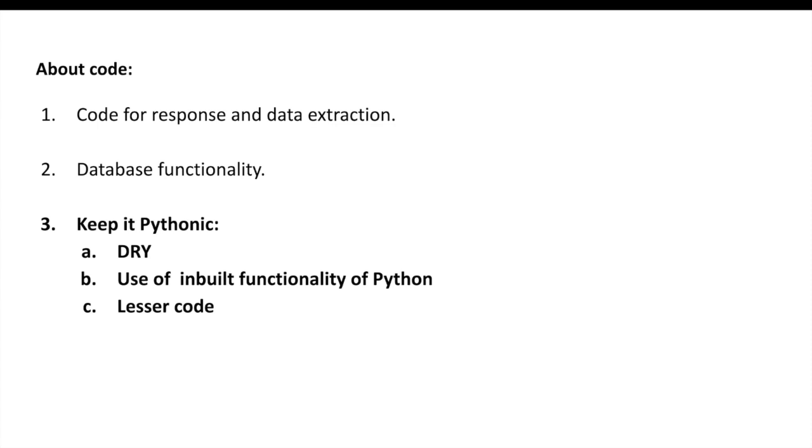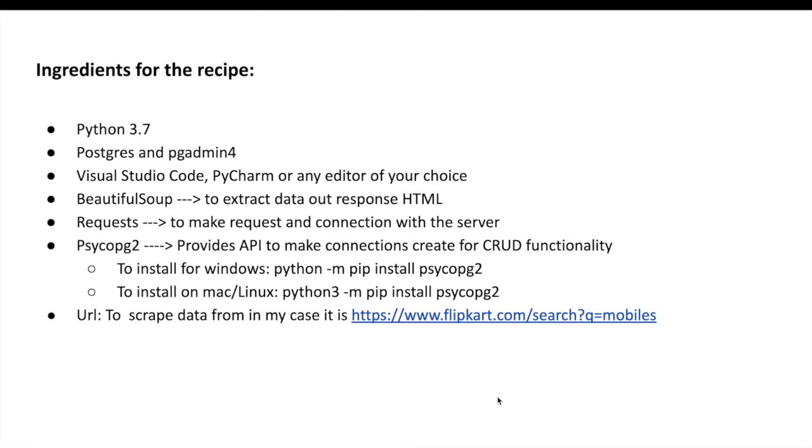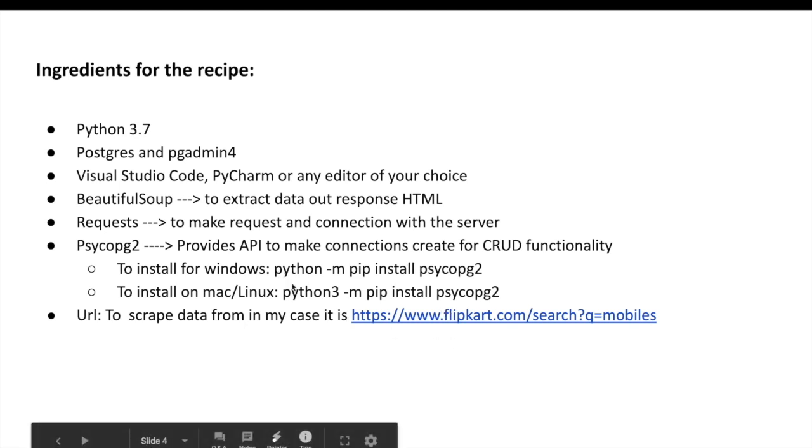So let's have a look at the whole list of ingredients. The ingredients are Python, my version is 3.7, and I'm using Postgres and pgAdmin 4. Postgres is the database and pgAdmin 4 is the GUI through which we can see what is happening in the database. For the editor, Visual Studio Code or PyCharm, and I'll be using PyCharm. Then these three libraries: BeautifulSoup, Requests, psycopg2. I hope you already know how to install them. If you don't, there are two bullet points which you can refer to, but I guess you are already aware of it, and I'll take that into consideration.